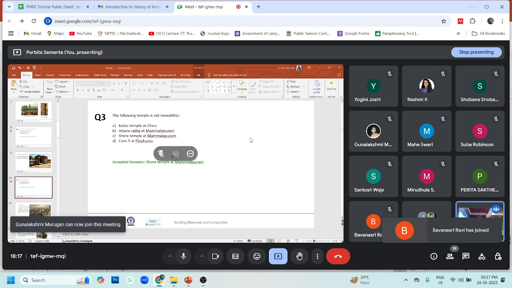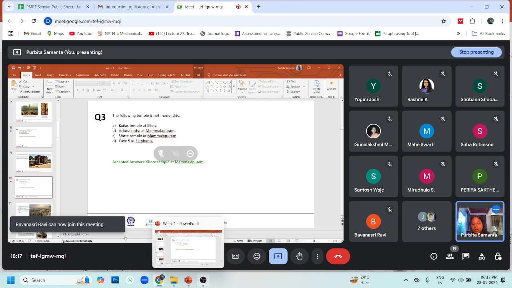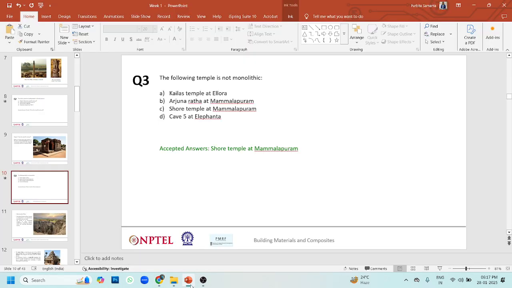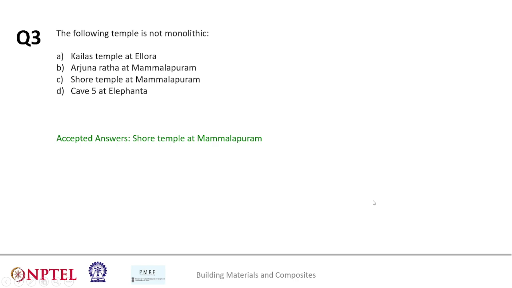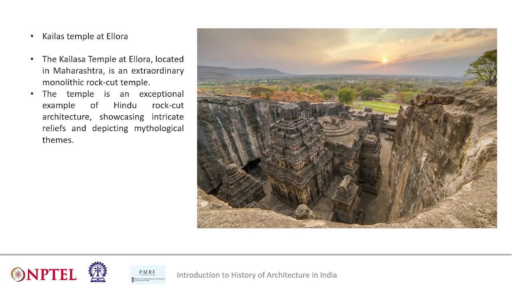So monolithic, the word mono basically refers to single, right? If you look into the answer, you can definitely see which one is not a monolithic one. The answer is Shore Temple at Mamallapuram. Now we'll quickly look into the options that were given, and how they look. The first option was Kailash Temple at Ellora.